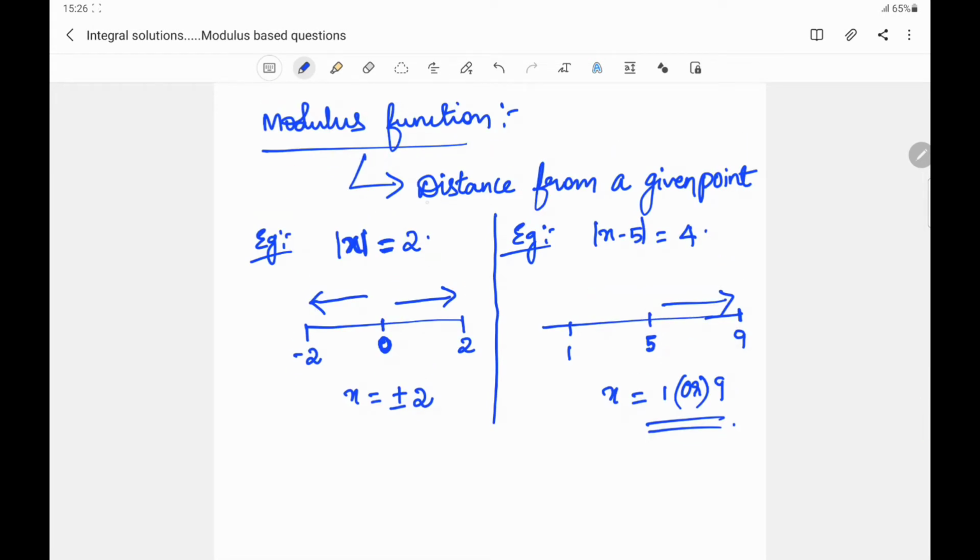Since modulus means distance from a given point, can distance be negative? No. That is why modulus always returns a positive value. Output is always a positive value.